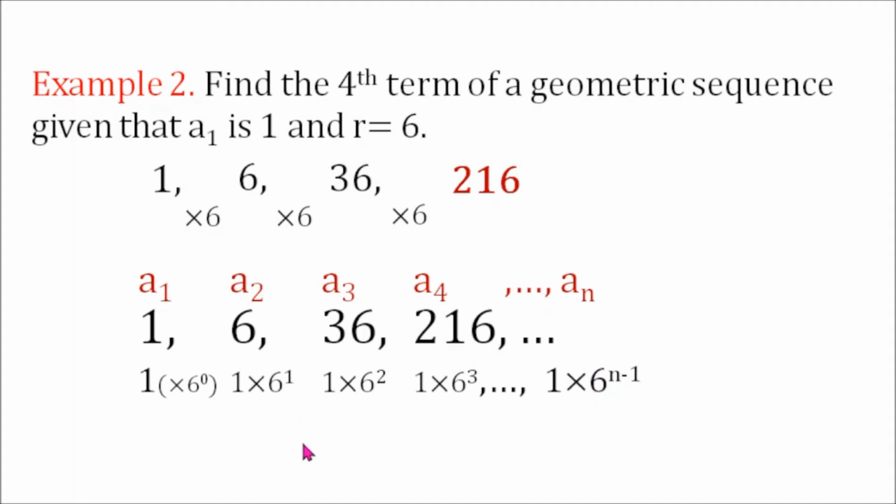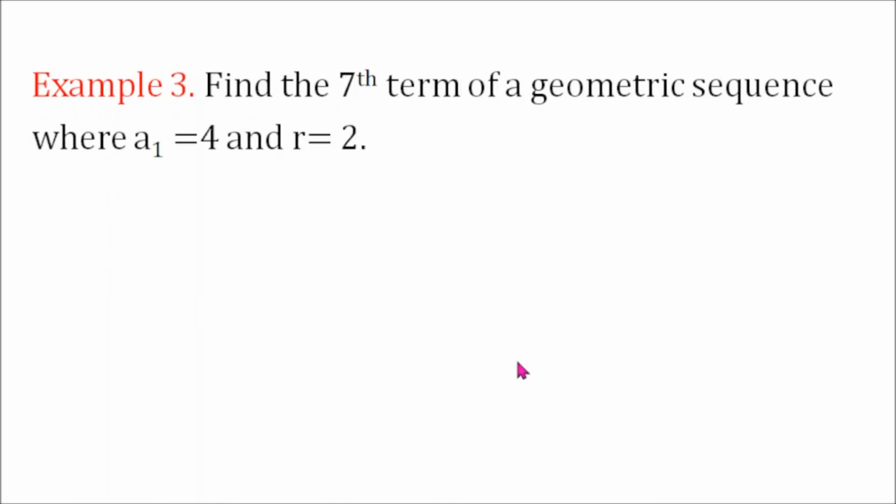So our formula to find the nth term, or a sub n, is to start with the first term and then multiply by the common ratio r, and then the exponent should be n minus 1. So this is the formula in finding the nth term of a geometric sequence. Example number 3.